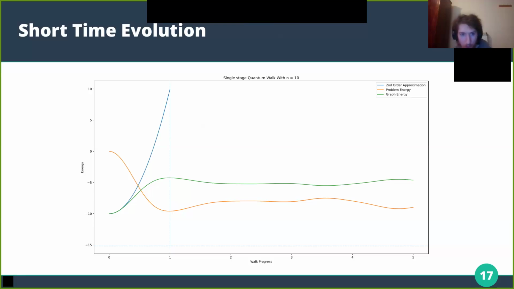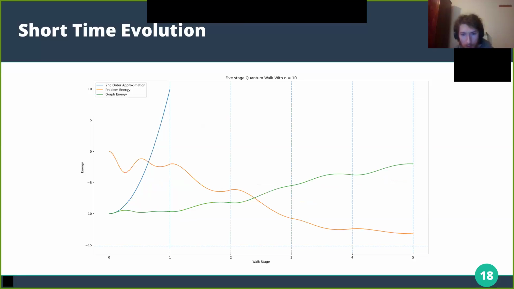So I already showed this graph. When we then do a multi-stage quantum walk, what I'm doing currently is just using the same time step for every single stage. So the calculation we did actually only holds for the first stage, but we're hoping that it holds for every stage because after the first stage, we no longer know what state we're in. And so unless we want to start making some assumptions that we are still in the ground state or something, there's not a lot that we can do. However, this does seem to work well.